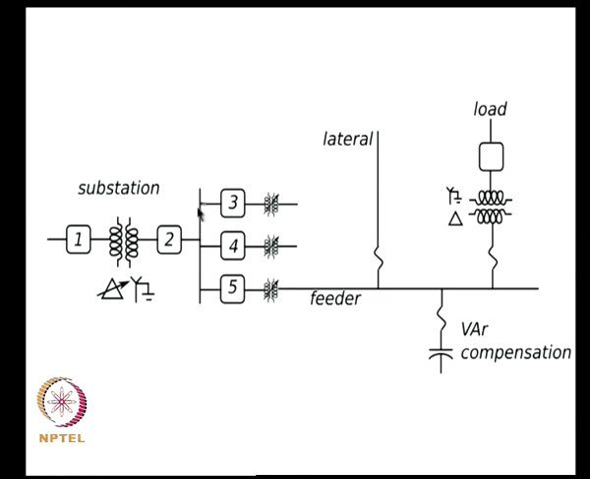Okay. If you look at the distribution line itself, the feeder, you have the circuit breakers at the substation point, you would have the actual line, and you might have branches of the line or laterals branching out in a radial form.